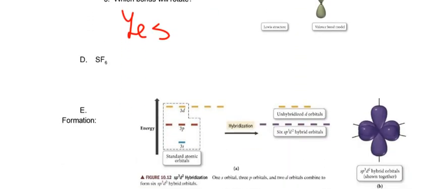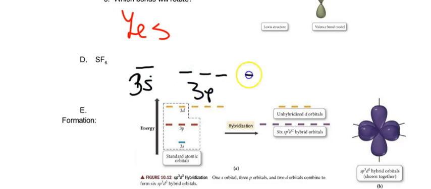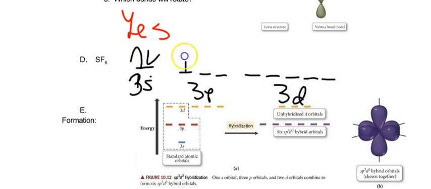SF6, what's happening here? I'm going to show you something again. Here's sulfur, 3S, 3P, and here's my unused, haven't been filled in yet, 3D. Here is my orbital notation for sulfur. How many fluorine spots do I need? I need 6. Right now, I only have these 2 available because, again, fluorine needs only 1 electron, doesn't it?